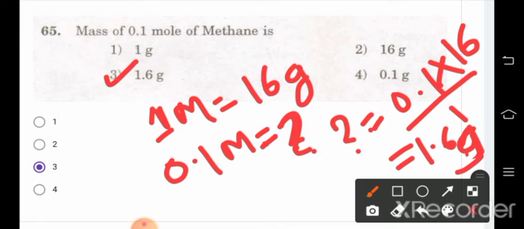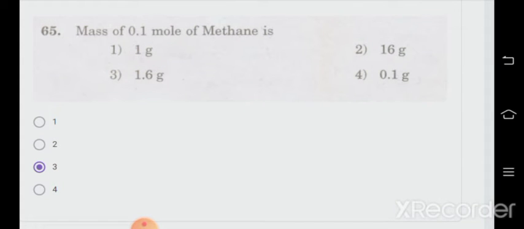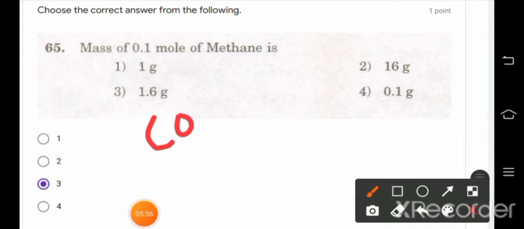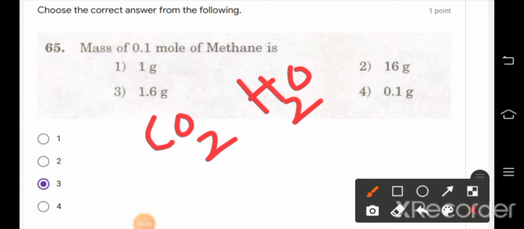This is also one of the easiest questions. In this type of question they may ask about other compounds, such as CO2 or H2O, in the examination. The procedure will remain the same. You need to consider the mass of the molecule; in CO2 you have to consider the oxygen and then the carbon. If you find the value of 1 mole of CO2, then we will get 0.1 mole or whatever they have asked in the examination.